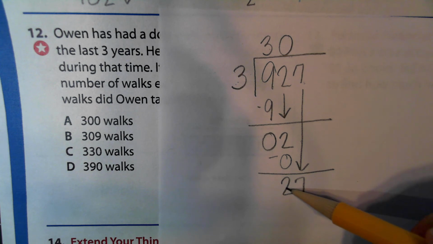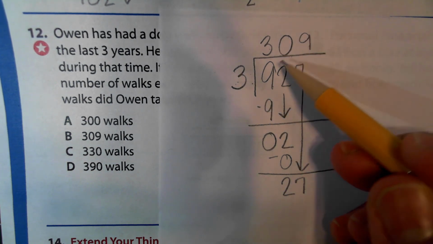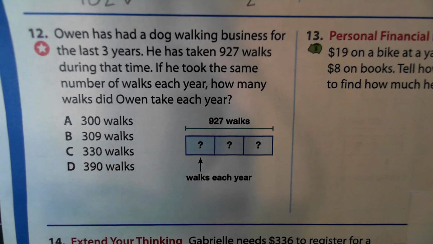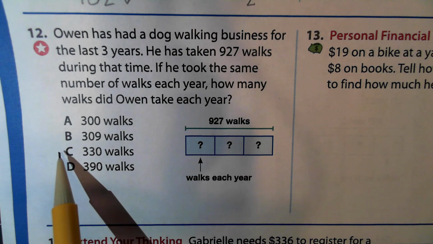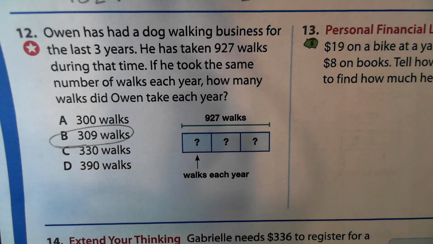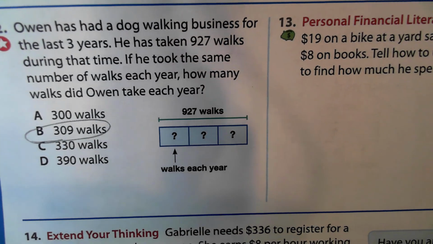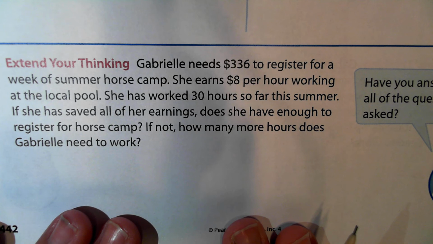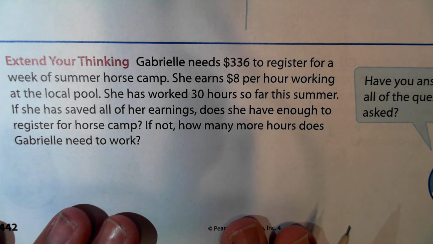Okay, 27 divided by 3 is 9. 9 times 3 is 27. I subtract and get a 0 remainder. So he has taken 309 walks each year. Okay. All right, I am going to let you do number 13 and 14 by yourself. Let me help you read this one just so that you can get an idea of what to do.